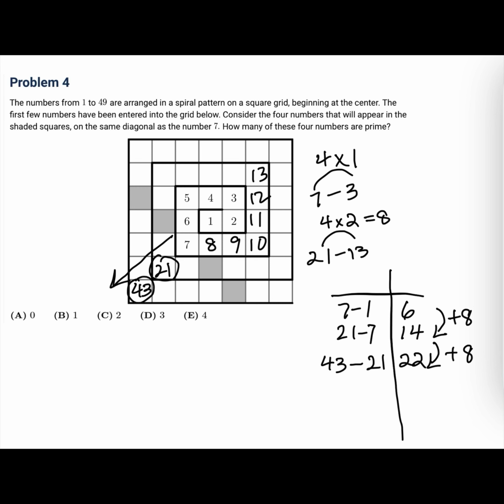Now, quickly counting forwards and backwards from the place markers, we get that the numbers in the shaded squares are 39, 19, 23, and 47. 39 is not a prime number because it's divisible by 3, 19 is prime, 23 is prime, and 47 is prime, which means our answer is D.